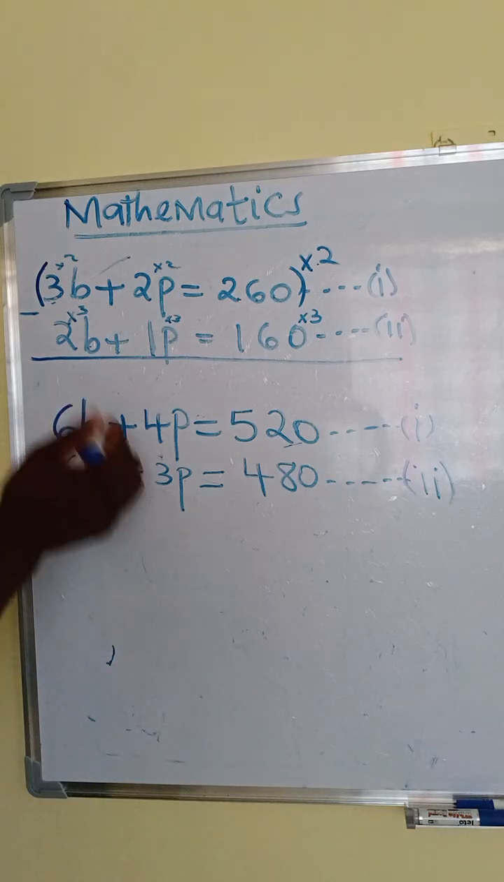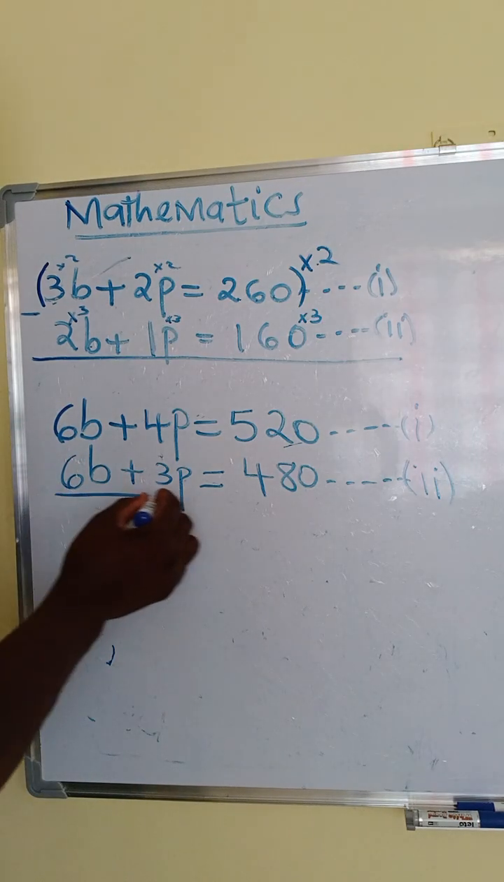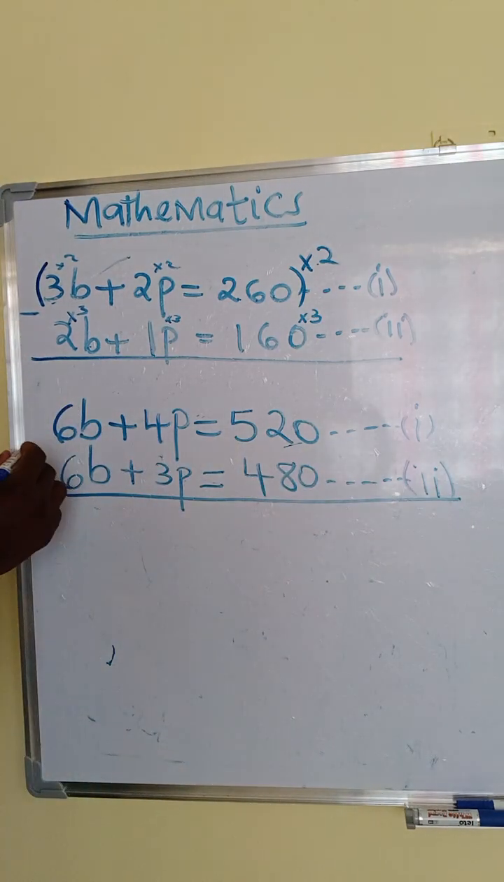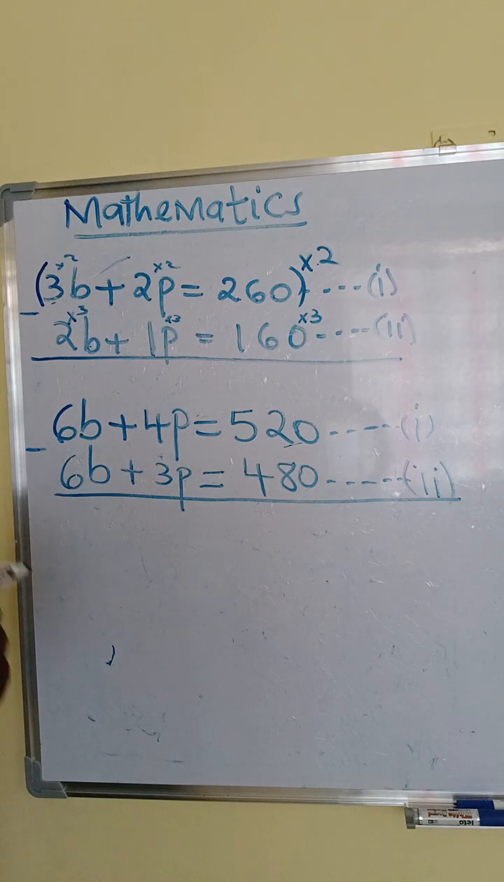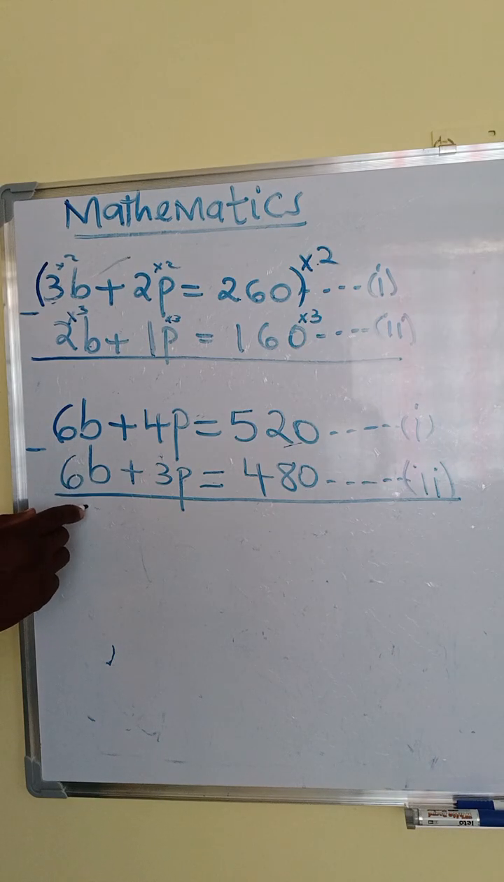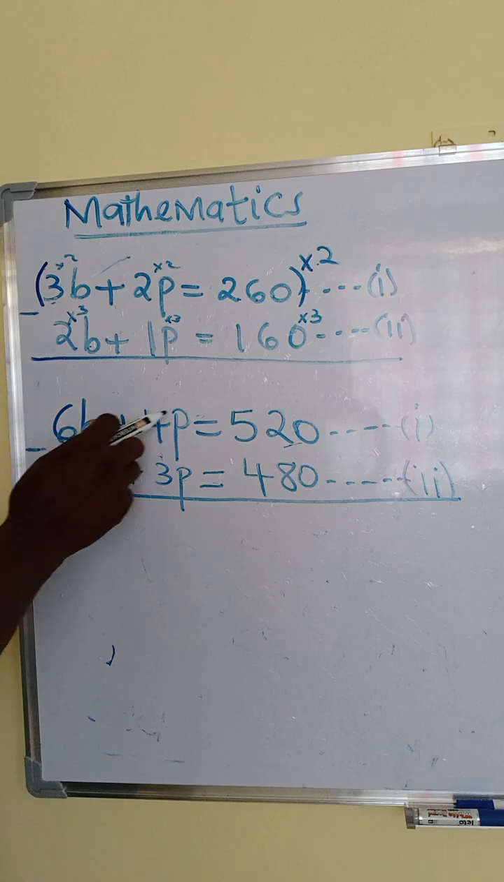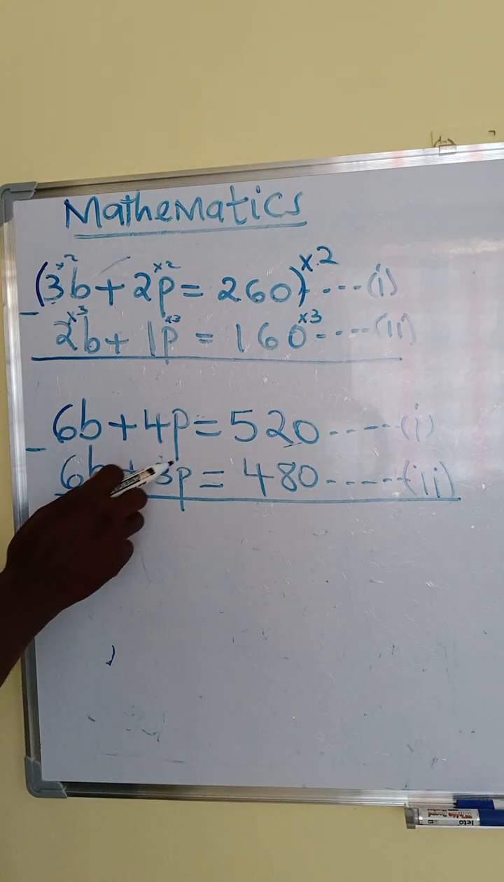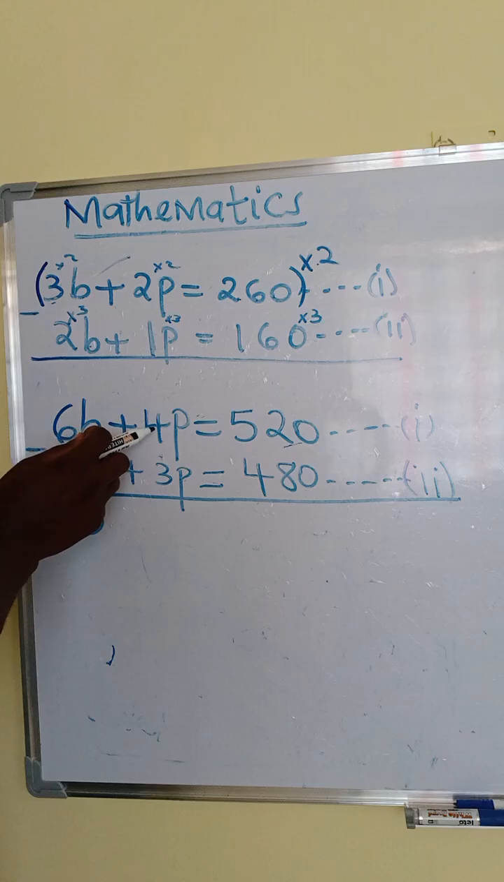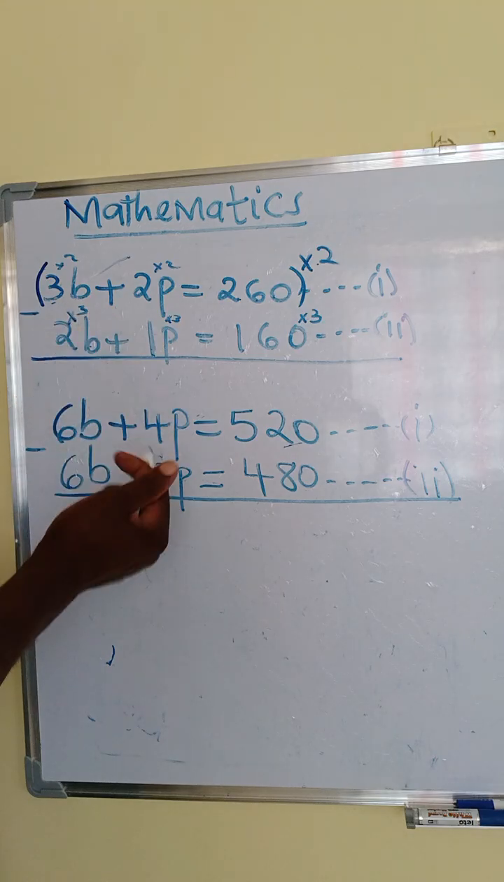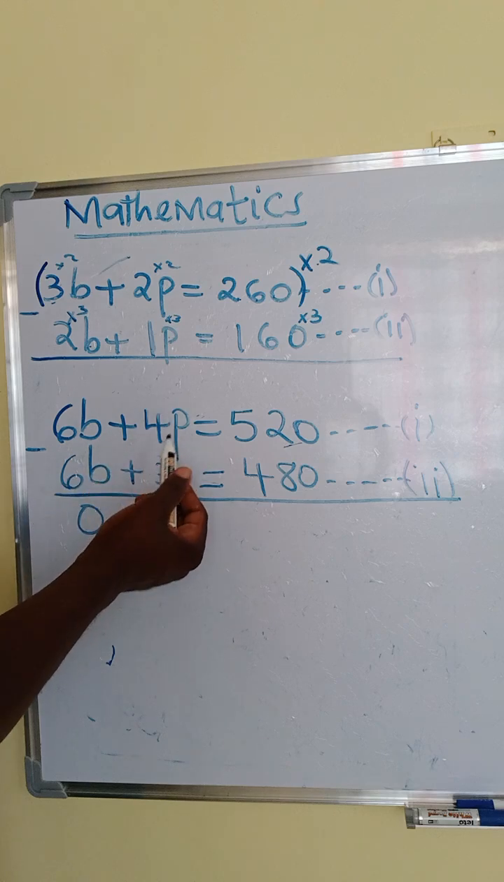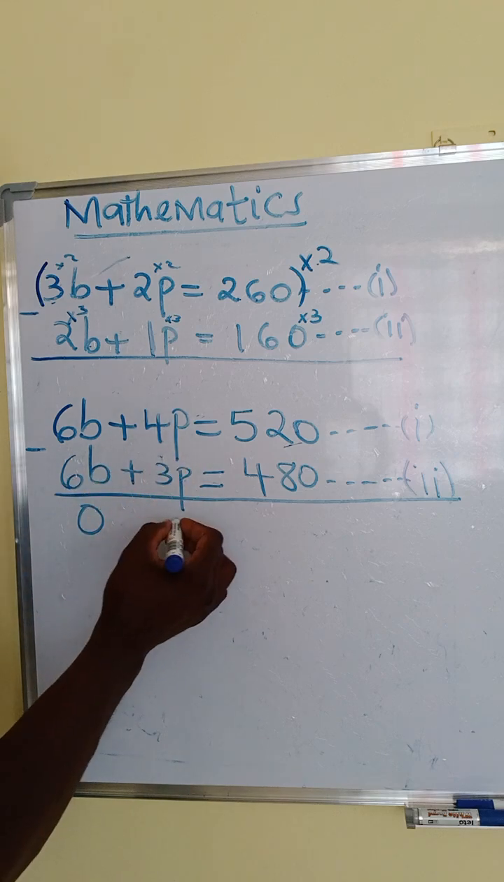You come and now do what is necessary. We are now coming to subtract. Now that we have the values reading the same, we just come and subtract. Now we say 6b minus 6b, you get a 0. Then 4p minus 3p, this is just like saying 4 minus 3 because all are p. So 4 minus 3 is 1 and it is 1p. So we just come and write here 1p.